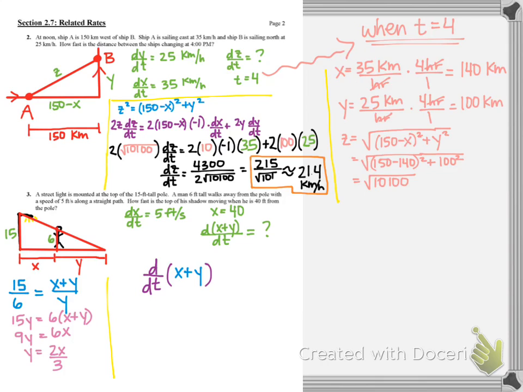So I need to take the derivative of x plus y. So that's the derivative with respect to t of x plus y, and y happens to be 2x over 3. If I simplify, that leaves me with 5x over 3. And now I take the derivative with respect to t. So that's 5 over 3 dx/dt. I could have put a 1 if I wanted to. The derivative of x is just 1.